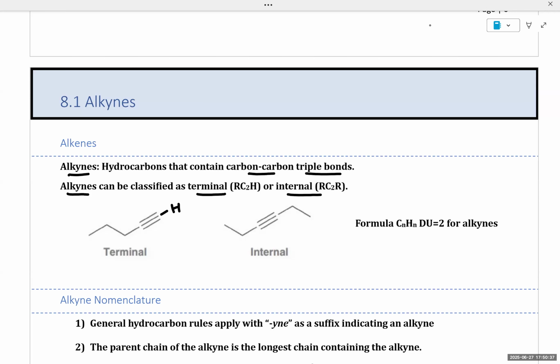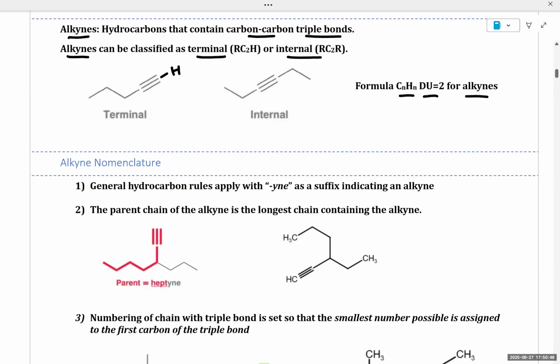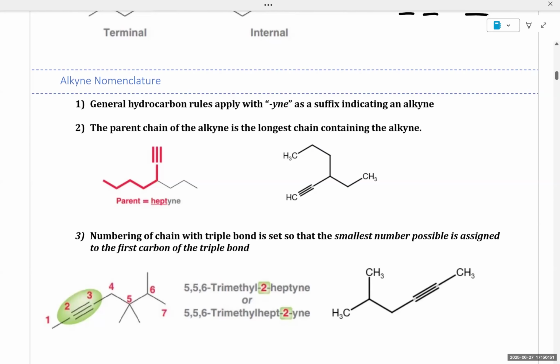The formula of an alkyne is CnH2n-2, and the Du value is 2 for an alkyne because there are 2 pi bonds. When we talk about alkyne nomenclature, you're going to name alkynes with the "-yne" suffix to indicate an alkyne. Just like with alkenes, the parent chain of the alkyne is the longest chain containing the alkyne. For example, the longest chain containing the alkyne in this case would be a 1, 2, 3, 4, 5, 6, 7 carbon chain. So this would be heptyne.